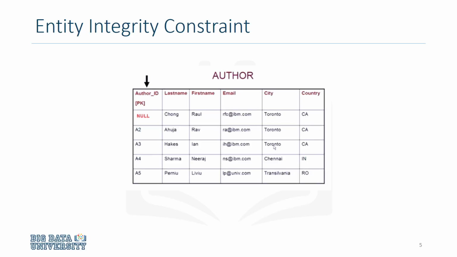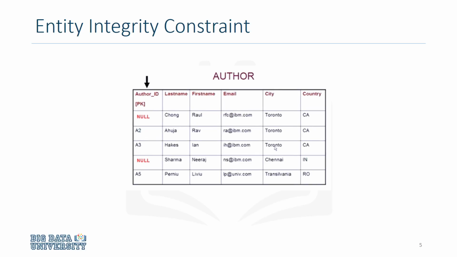The author ID A1 points to author Raoul Chong in Toronto. If we replace the value A1 with null, we can still identify the author as Raoul Chong. However, if we also replace author ID A4 with null, now we do not know which null value identifies which tuple. With the entity integrity constraint, no attribute participating in the primary key is allowed to accept null values.